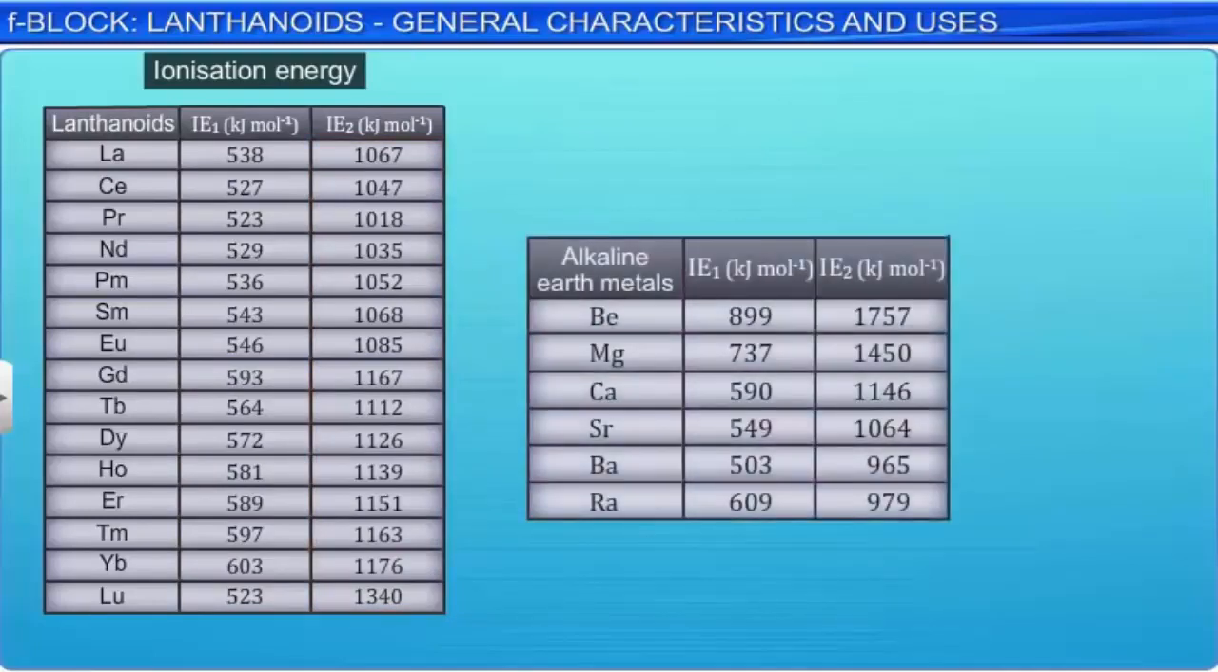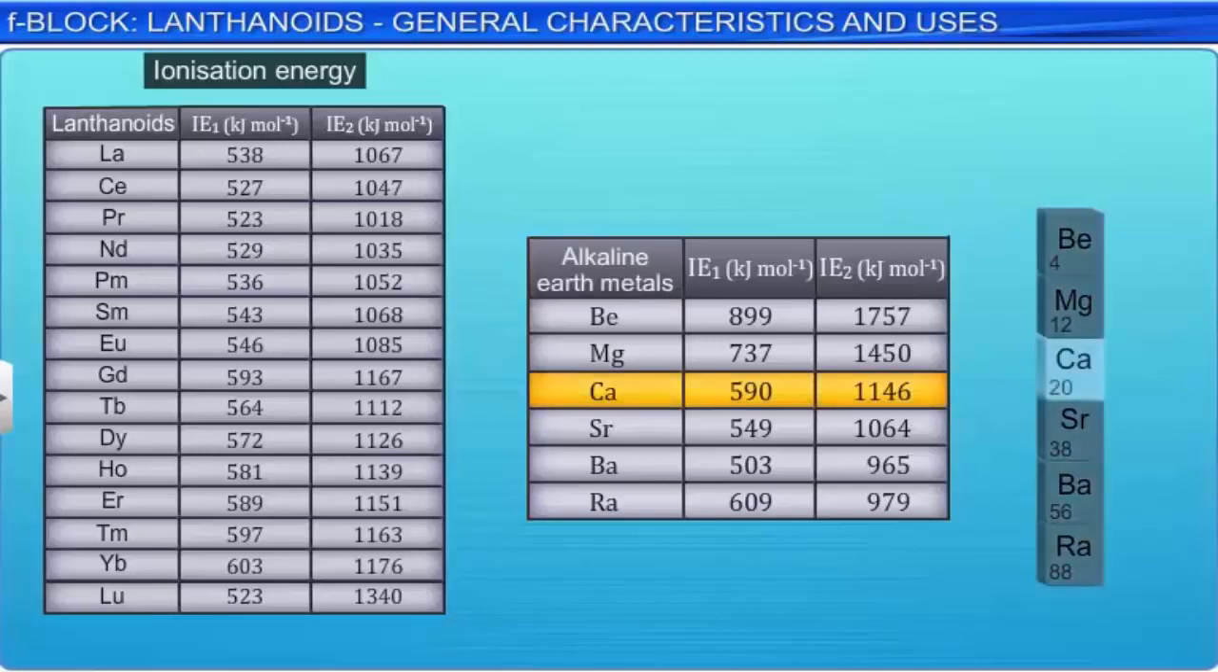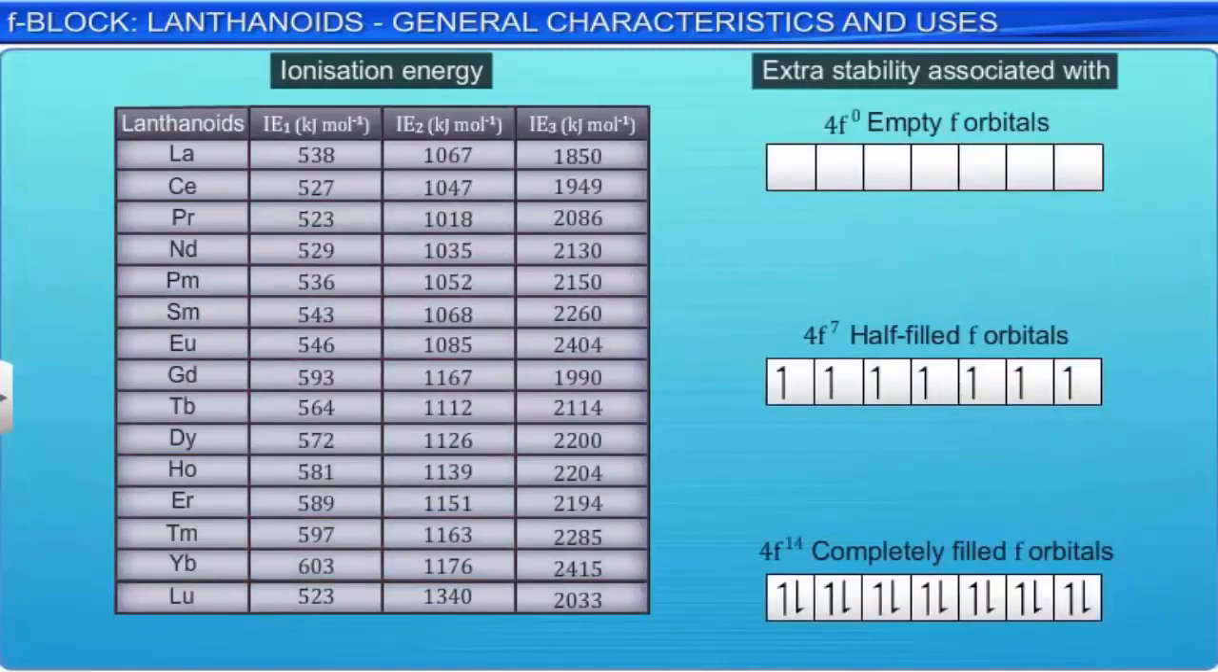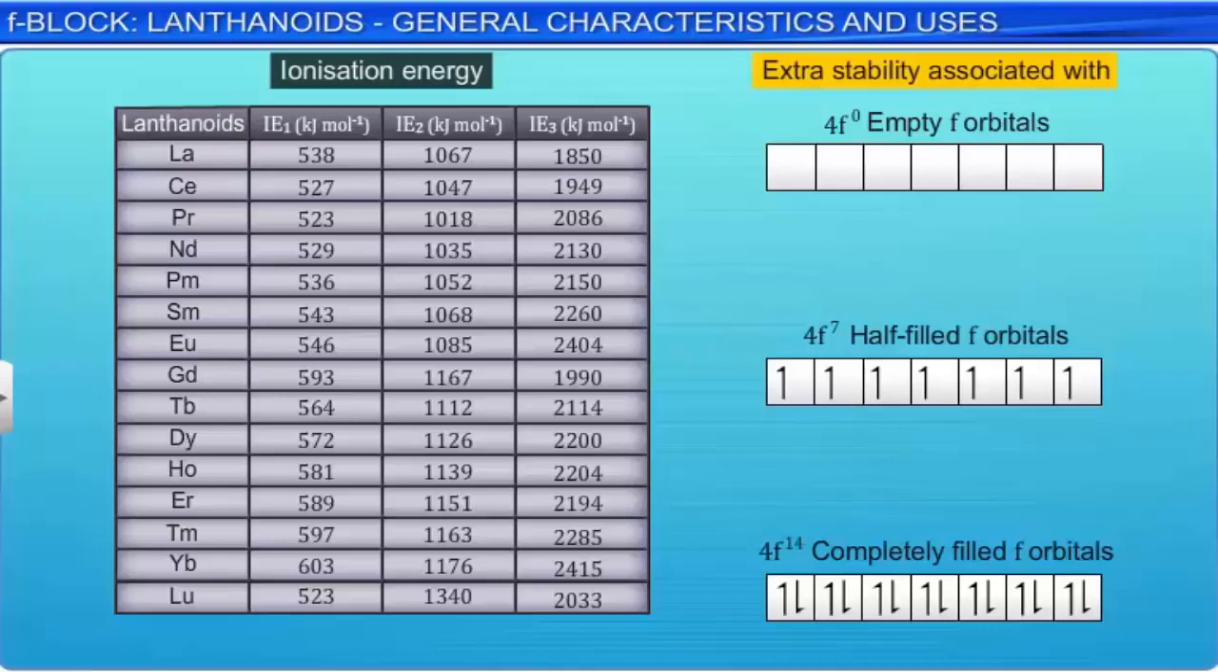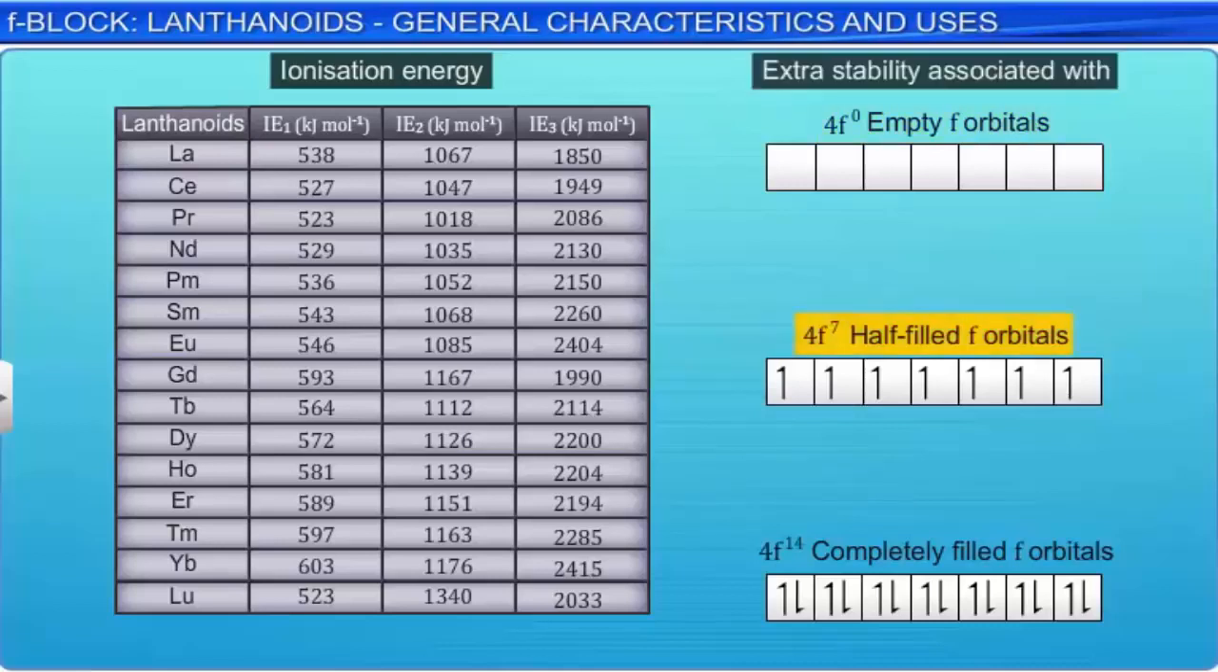A detailed study of the third ionization energy shows the extra stability associated with empty, half-filled, and completely filled orbitals of the f level. This is reflected by the abnormally low value of the third ionization enthalpies of lanthanum, gadolinium, and lutetium.